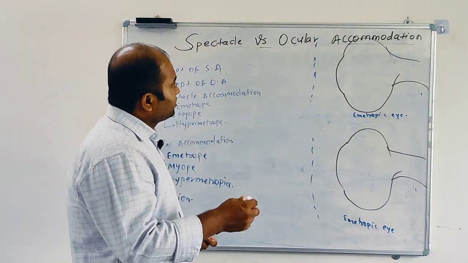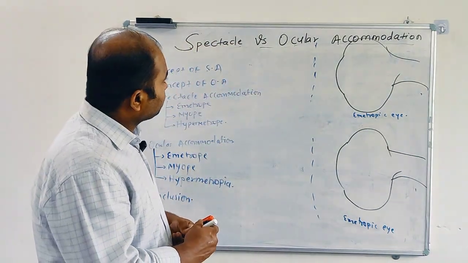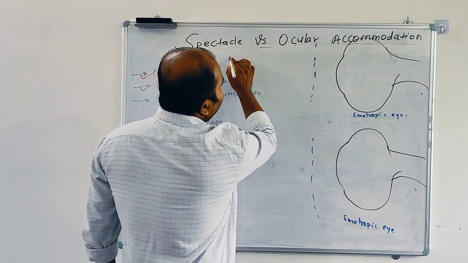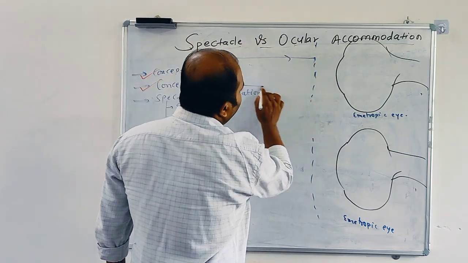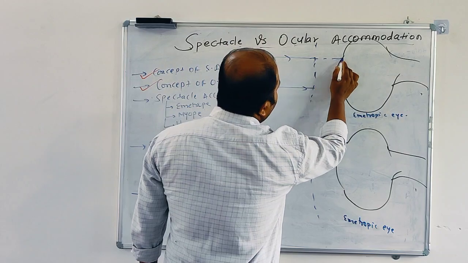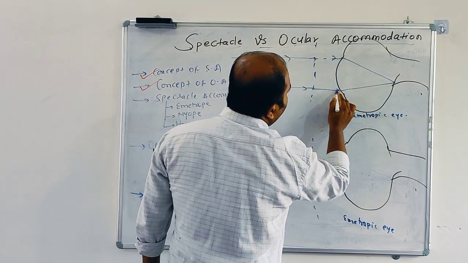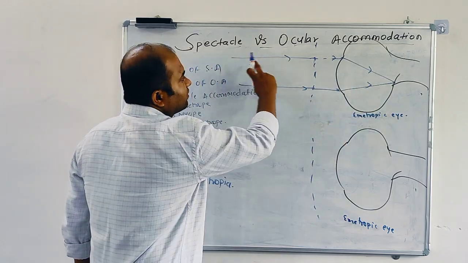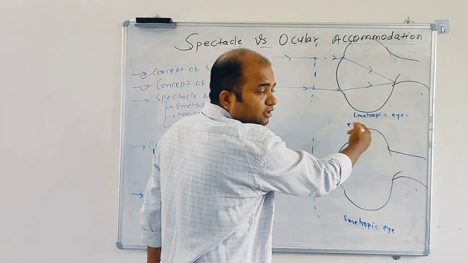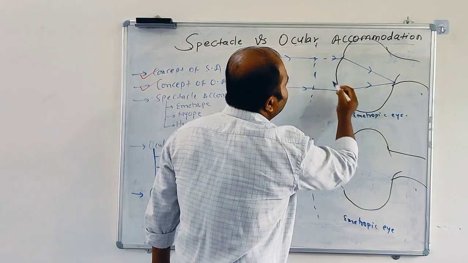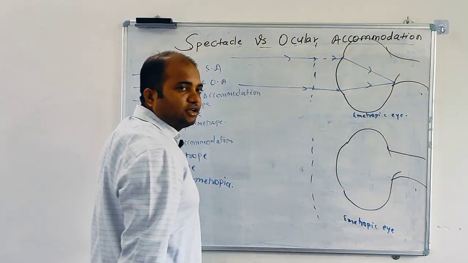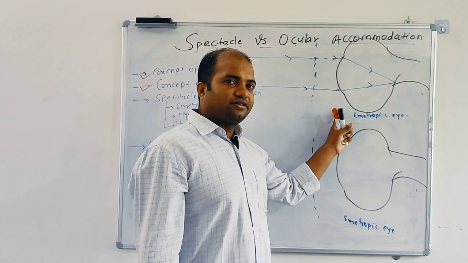Now what we'll see here is the light coming from infinity. The light coming from infinity will pass as it is, and it will be conjugate with the retina, right? A parallel ray of light, after striking the cornea and after refraction through the eye, will focus on the retina. This is only emmetrope, right?